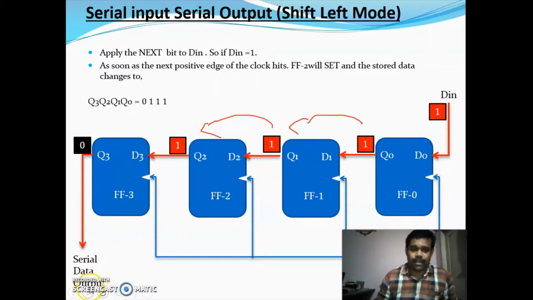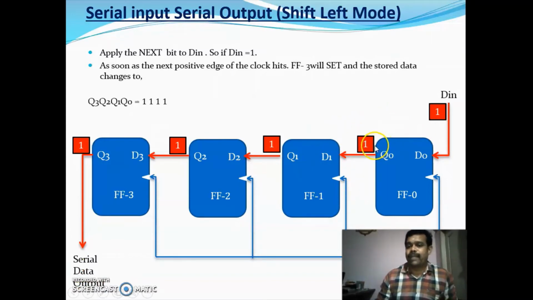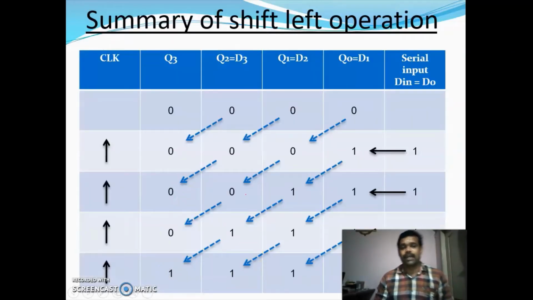Then we are applying the next clock pulse and the input. So it is shifted one bit left, so the data 111 has come out, but in order to get all the data you need 4 more clocks. So this is a summary of the shift left operation.